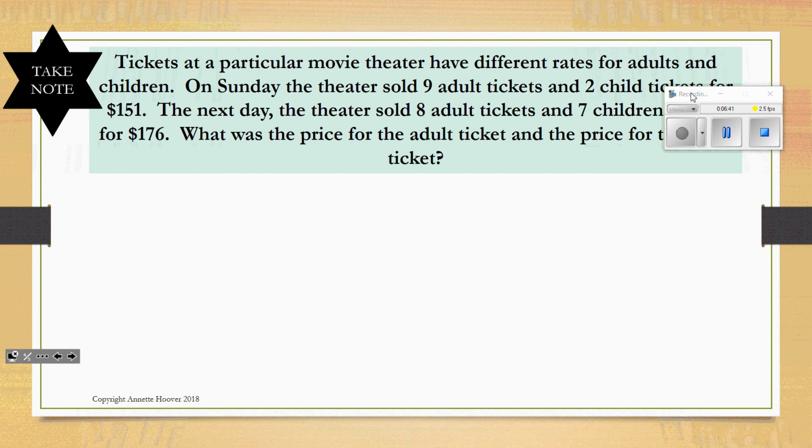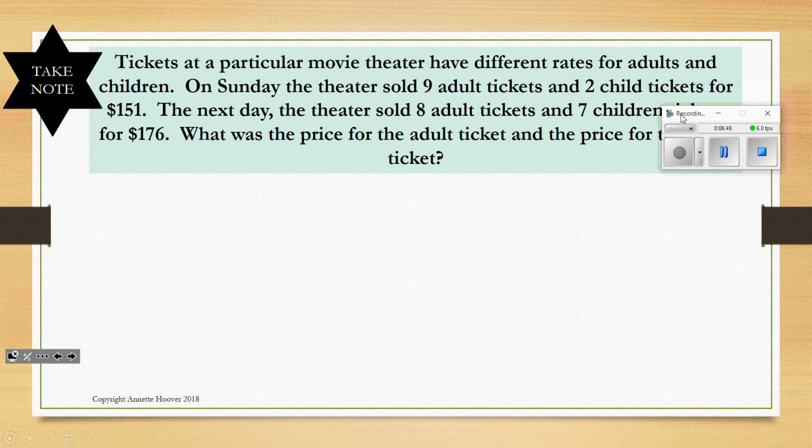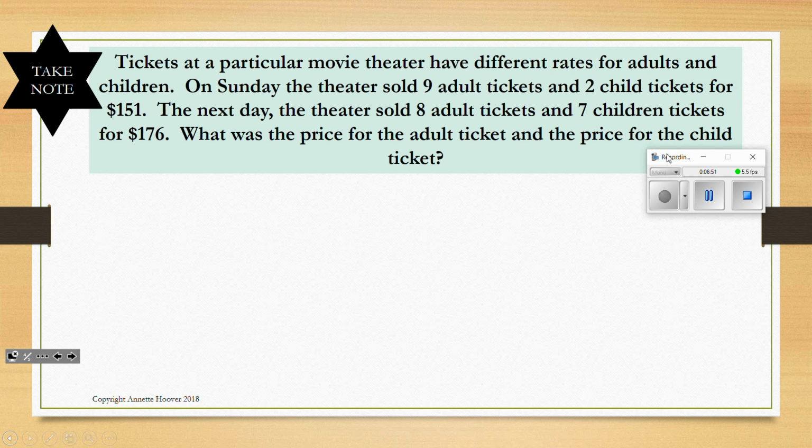And another example. Tickets at a particular movie theater have different rates for adults and children. On Sunday, the theater sold 9 adult tickets and 2 child tickets for $151. The next day, the theater sold 8 adult tickets and 7 children tickets for $176. What was the price for the adult ticket and the price for the child ticket?